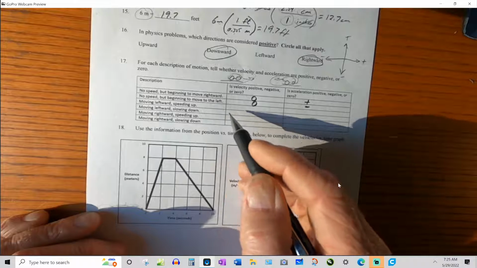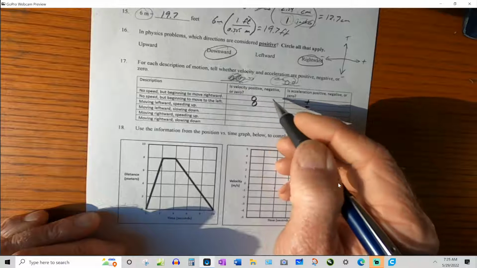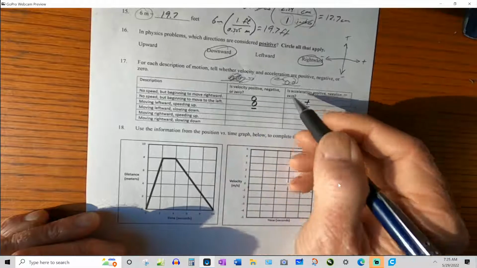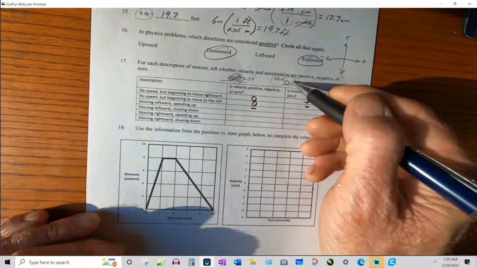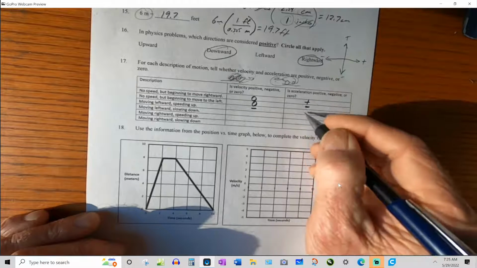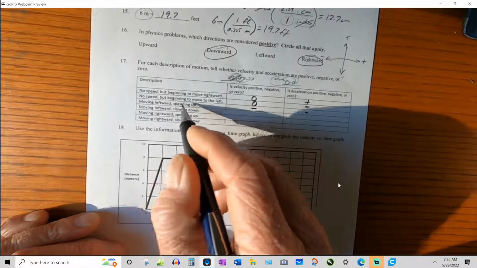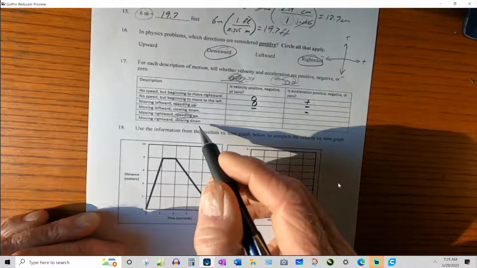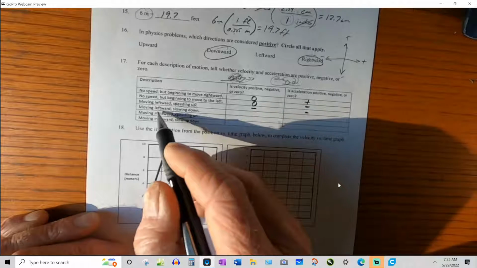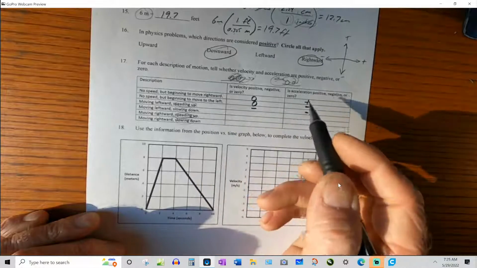Moving leftward, speeding up. Now imagine I've got a car that's going to the left. If it's going to the left, then the velocity is negative. And if it's going to the left and getting faster, then it's got negative acceleration. So anytime you see movement and speeding up, that means it's accelerating the same way it's going. Anytime you see movement and slowing down, the acceleration is in the opposite direction.